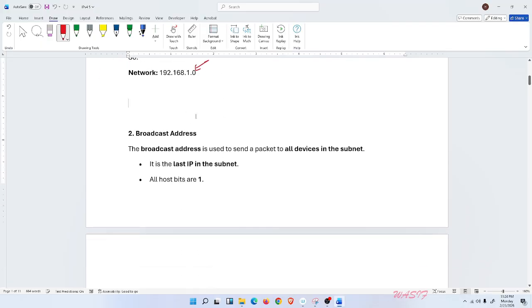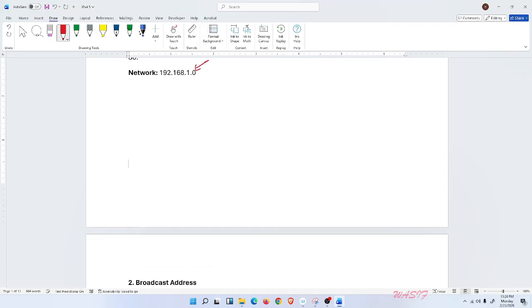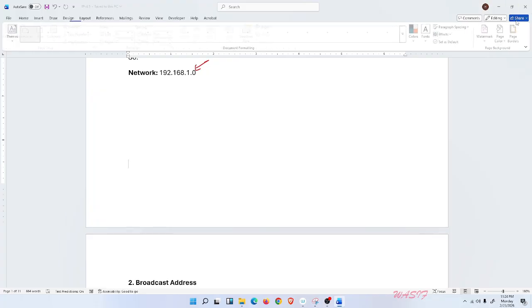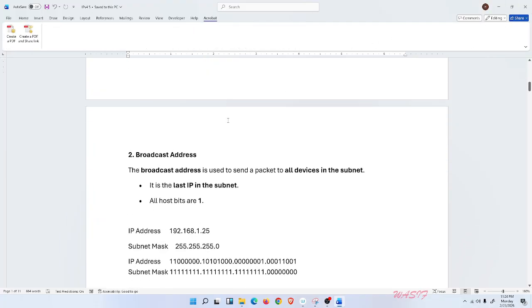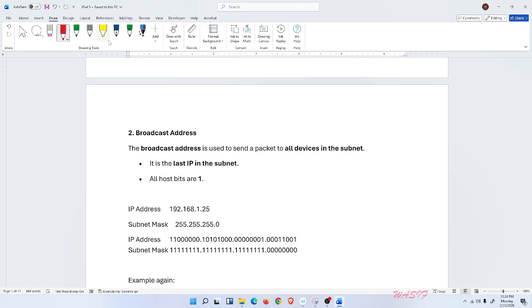Now let's look at the broadcast address. What is a broadcast address? First of all, according to the definition of broadcast address, this is a computer 192.168.1.1, this is another computer 192.168.1.2, this is another computer 192.168.1.5. Let's say you have computers until 1.100.